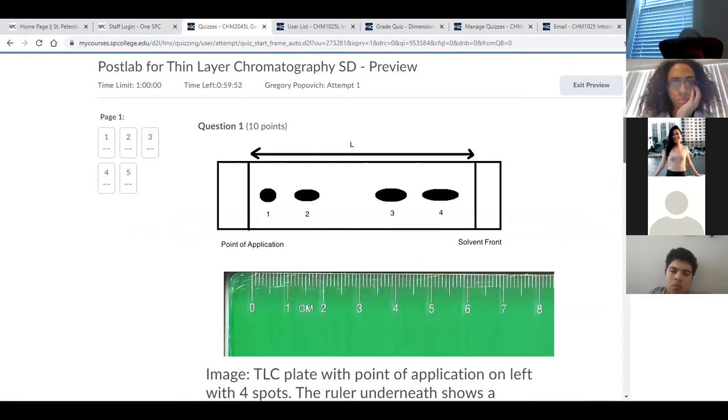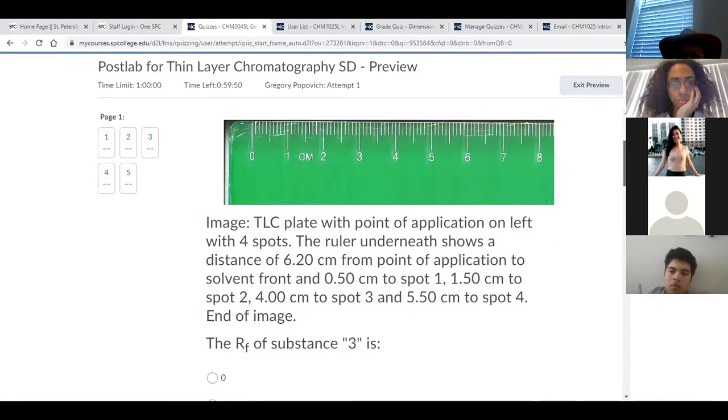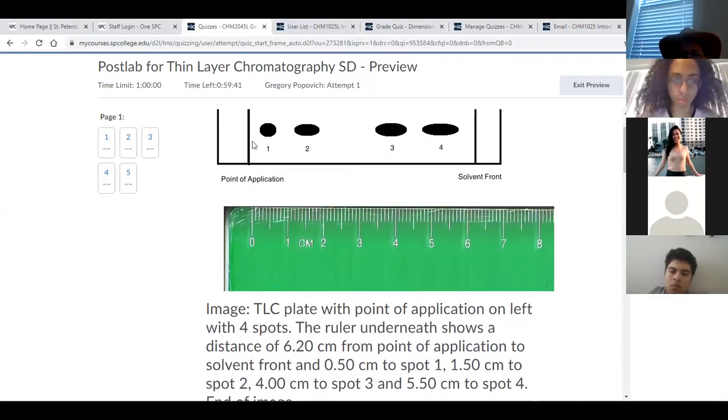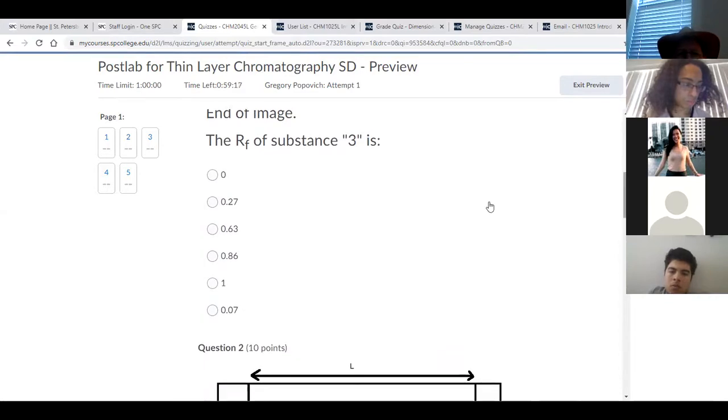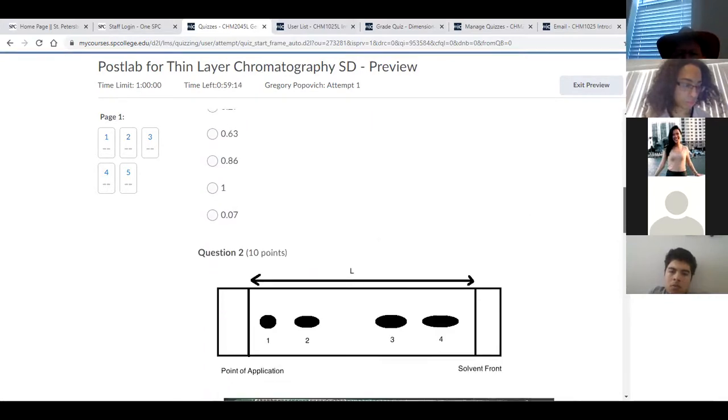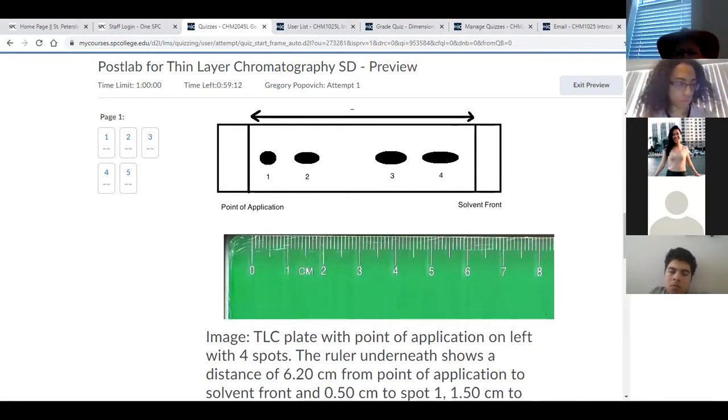First question, 10 points. Determine what the RF is of spot 3. So basically, you're starting at 0, measure the middle of the spot. That is going to be the distance your spot moves. Measure from here to the solvent front. That is going to be the denominator of your fraction, of your RF. Come up with an answer. It's going to be one of those 7. Then you're going to do it again, only this time, instead of 3, you're going to do 4.